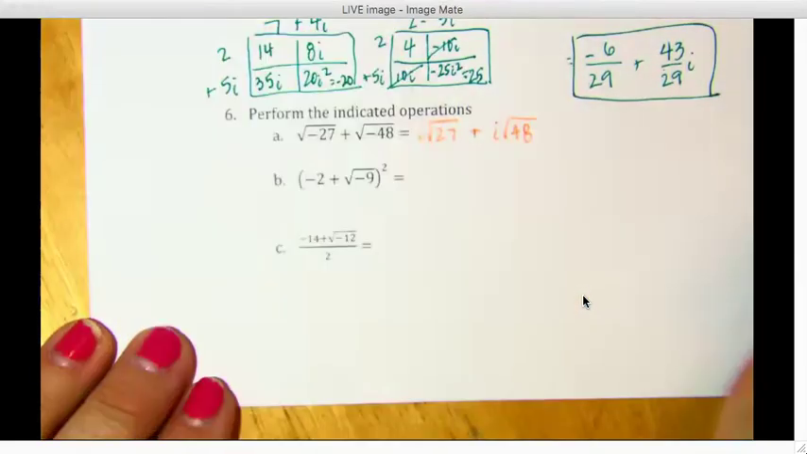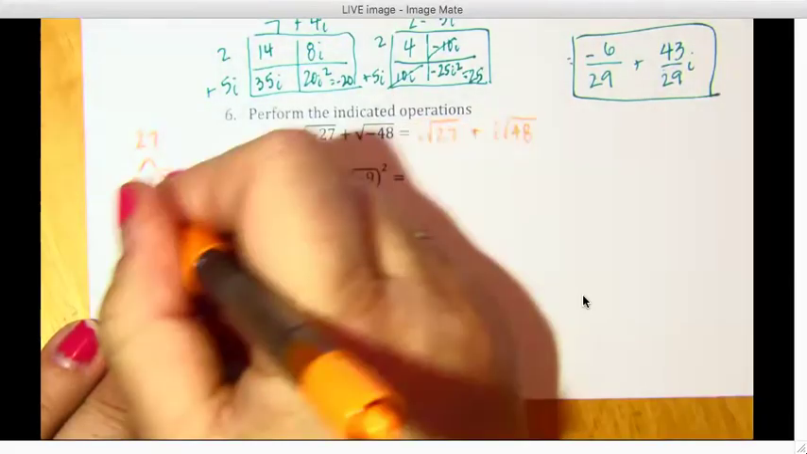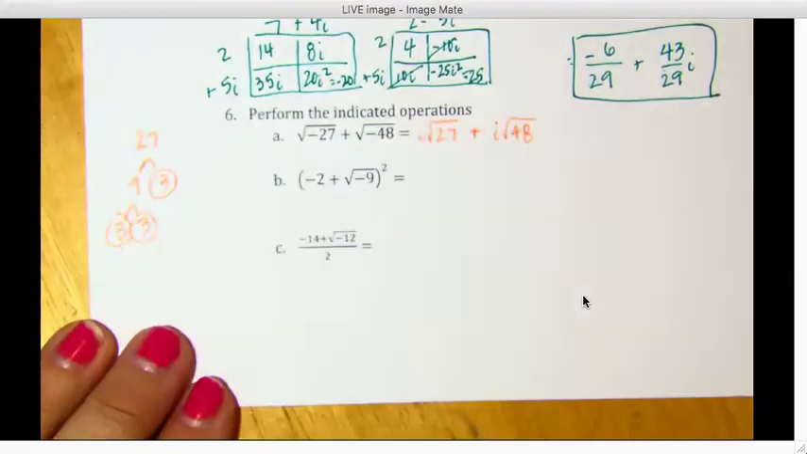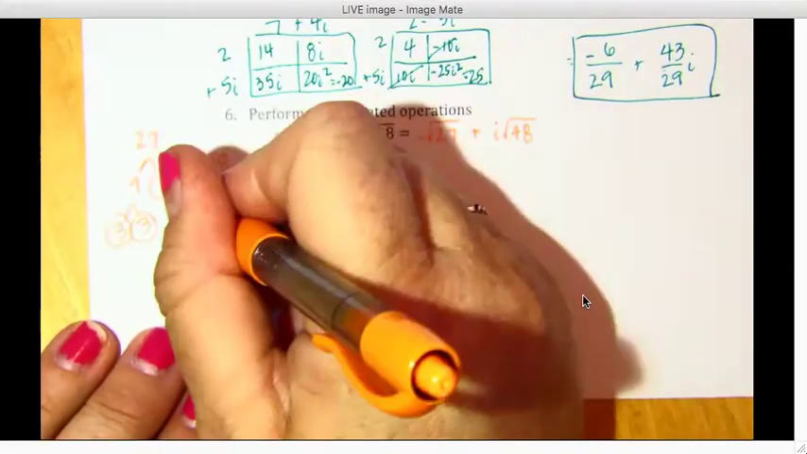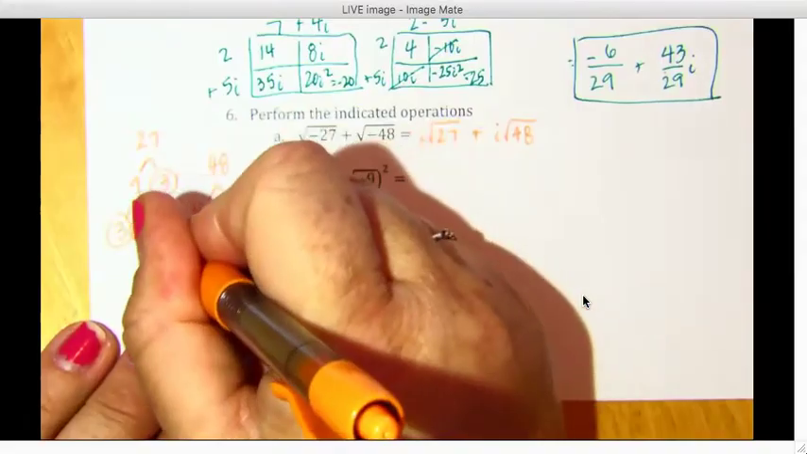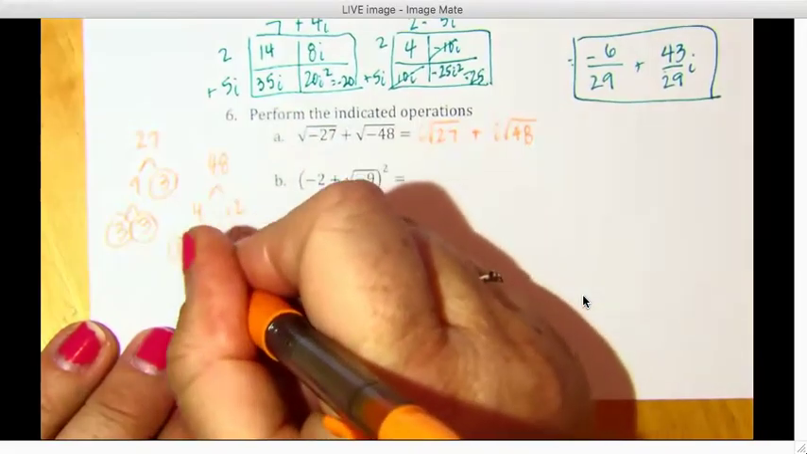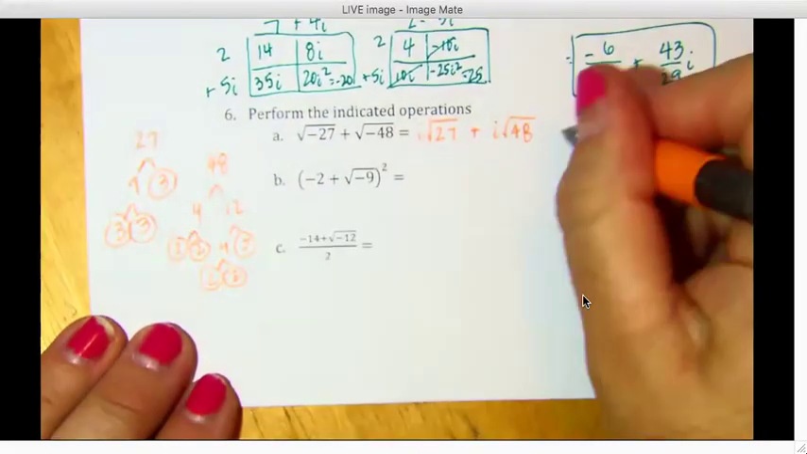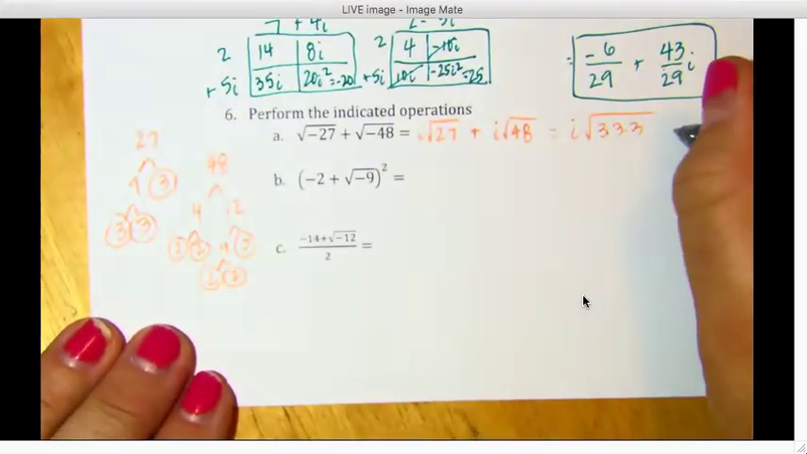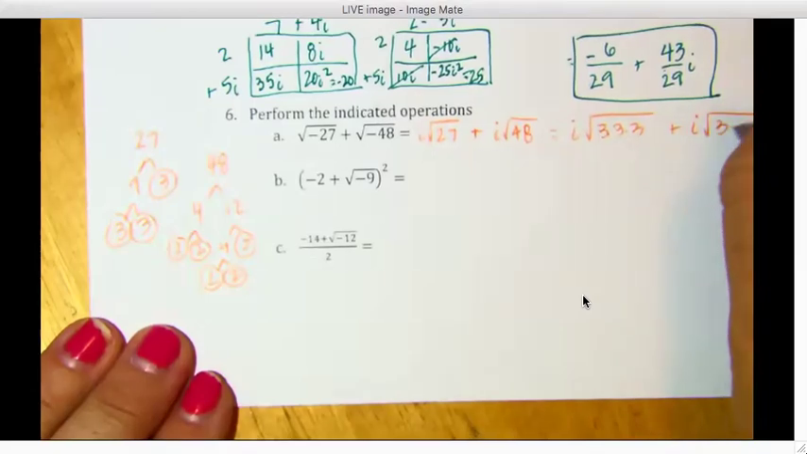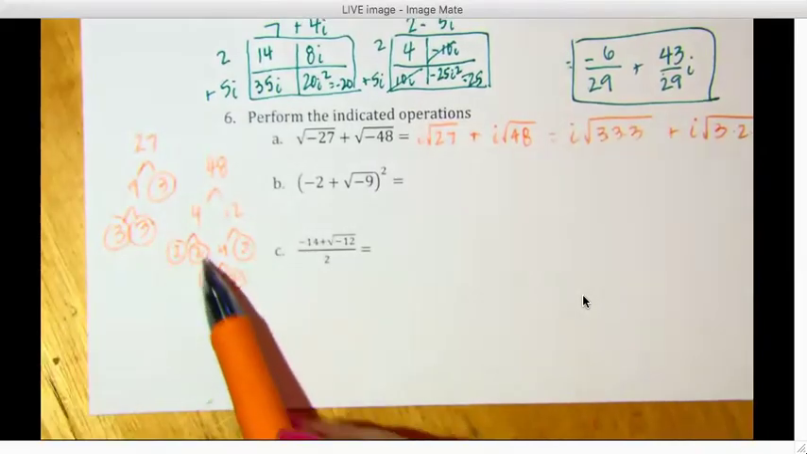So it might be helpful, off to the side here, to do a factor tree for both of those. So I have 27, which is 9 times 3, and 3 is prime. And 9 is 3 times 3. And then for 48, that is 4 times 12. 4 is 2 times 2. And 12 is 4 times 3 and 2 times 2. So I can go ahead and rewrite both of these as i square root 3 times 3 times 3 plus i square root 3 times 2 times 2 times 2 times 2. 48 is 2 times 2 times 2 times 2 times 3.